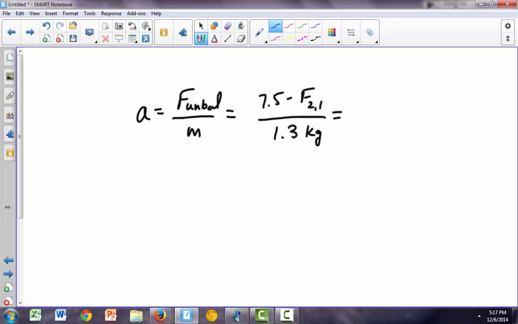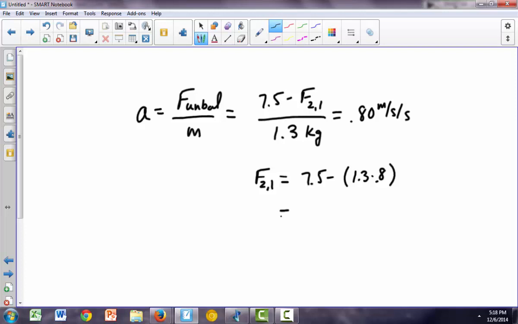And I know the acceleration of box 1 is the same as the acceleration of all the boxes together. They move as a group. That's 0.8. So the only thing I don't know in this equation is F of 2 on 1. Solving for F of 2 on 1, I have 7.5 minus 1.3 times 0.8. All I did was I multiplied both sides by 1.3, and then I subtracted that over to this side and added F of 2 on 1 to the other side.